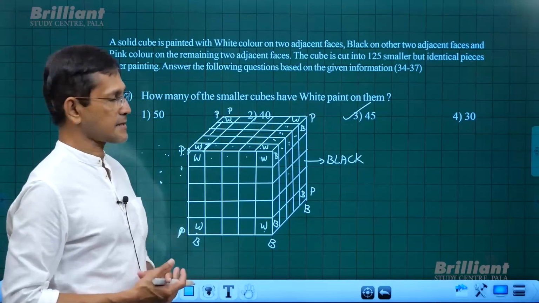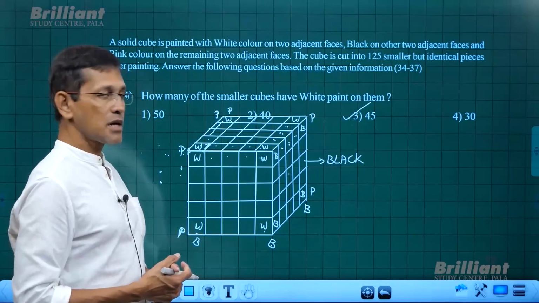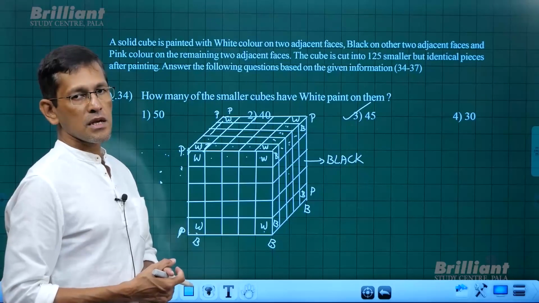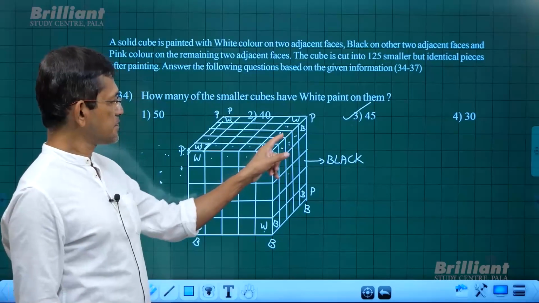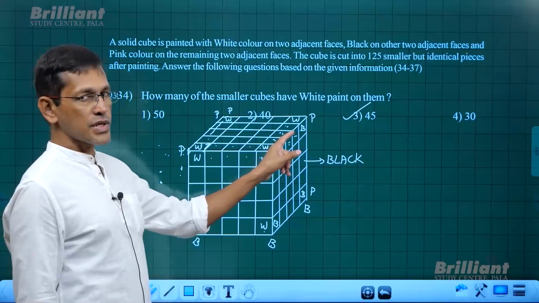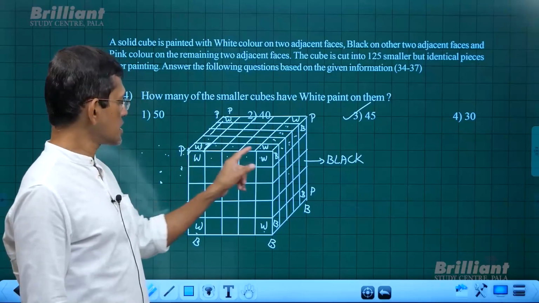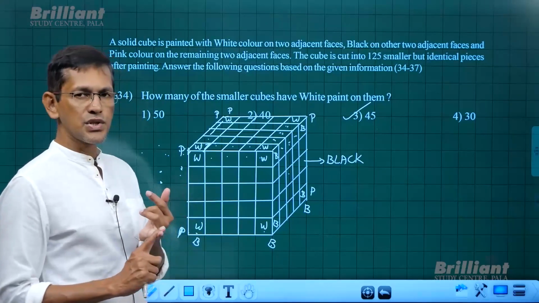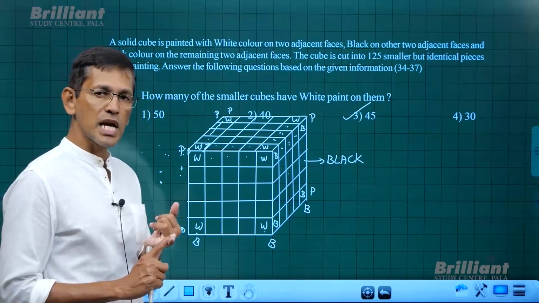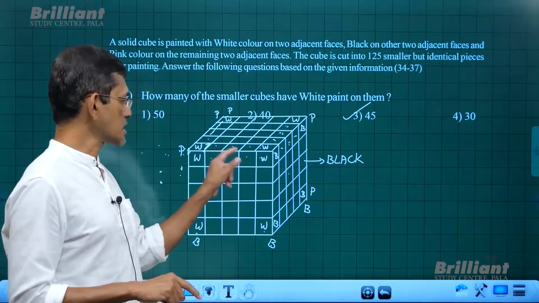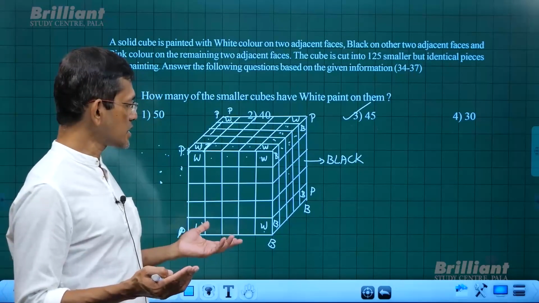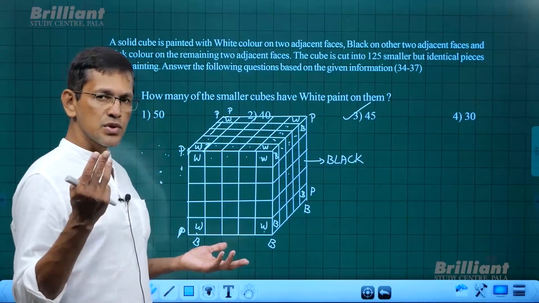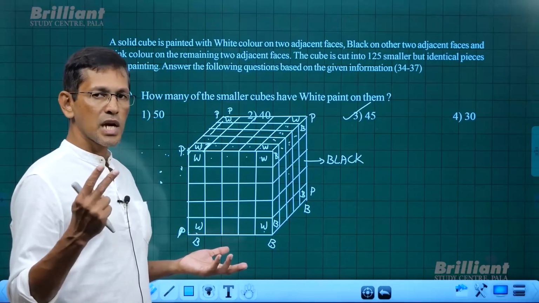So 2 different colors. Our question: how many of the cubes have 2 different colors? Here on the edges, we have 3 cubes. However, on this edge, we don't have that because it's white and white. So on the white and white edge, we have cubes with 2 sides painted, but it's only 1 color. Both sides are white. Same way with the edge on black and black. On the black and black edge, we have cubes with 2 sides painted.